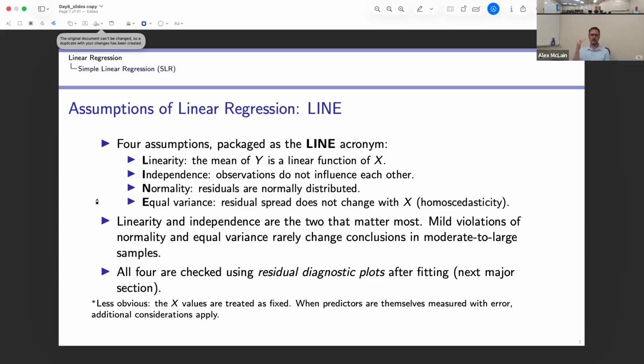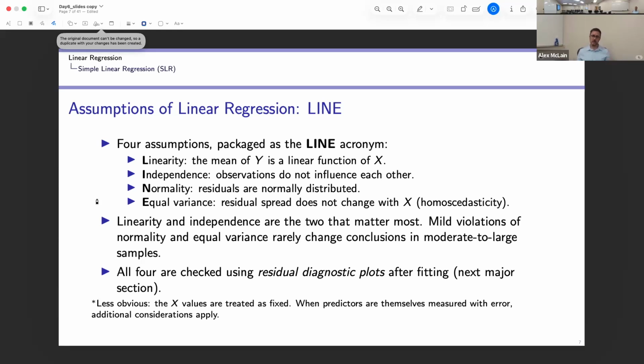The next letter, so L-I-N, normality. We saw this on the figure. So the residuals are normally distributed. They have that bell-shaped curve around the mean. E, equal variance. We saw this on the figure as well. So the variance of the residuals around that best line is not increasing or decreasing. We have equal variance there.